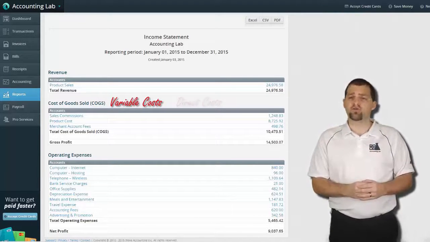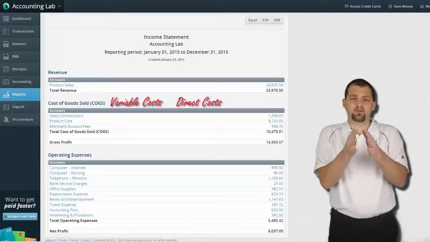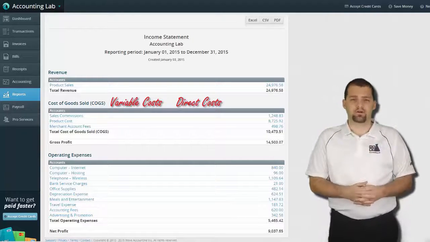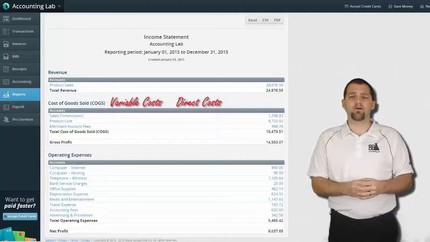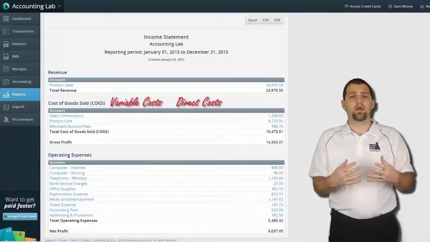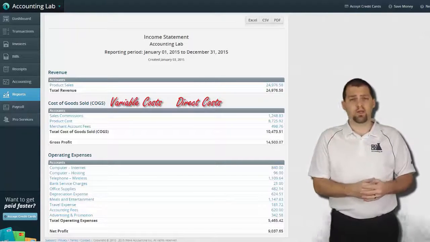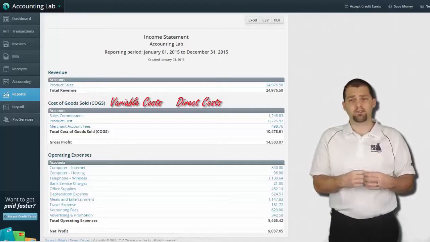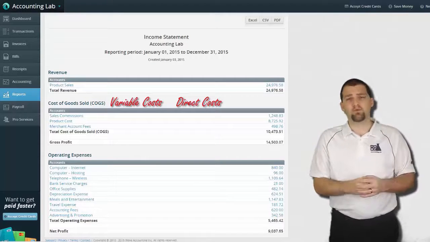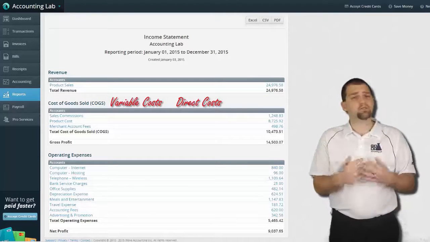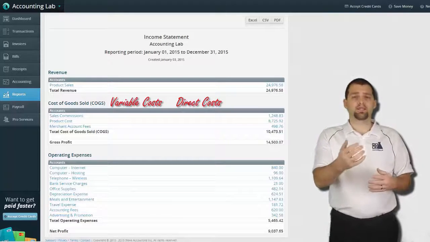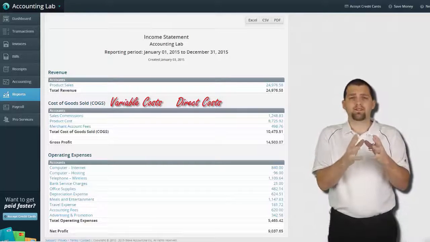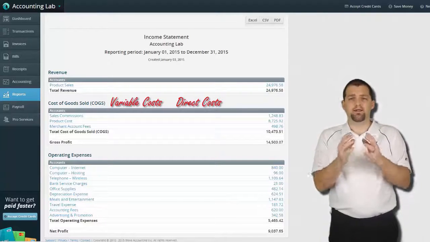Sometimes they'll also be called direct costs because these are any costs that are directly related to the sale of that product or service. Some examples of costs of goods sold would be product costs. So if you're in an industry that sells products, the cost it takes to buy those products. Also any commissions that you might give to your salespeople for selling the products, or any merchant account fees, your credit card fees when you're selling. So anything that's related to actually selling the product is a cost of goods sold.